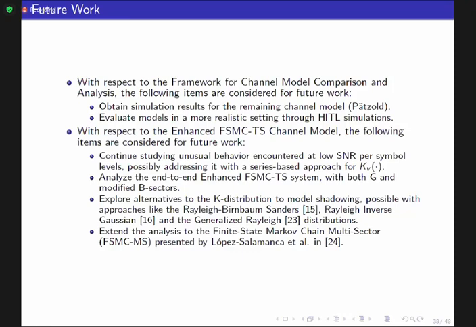Other avenues for improvement could be to analyze the end-to-end system. We only talked about the B sector. We need to remember that this is a two-sector problem, so maybe a good idea would be to study the whole system end-to-end. Additionally, there are other alternatives to the K distribution. Here I've named five. You can use different distributions to substitute the log-normal.